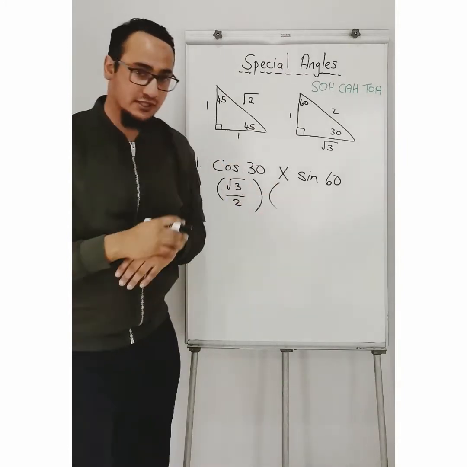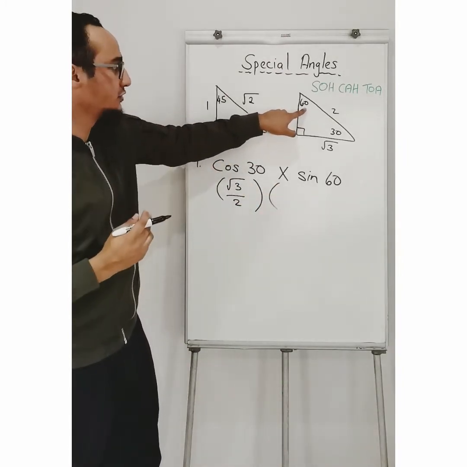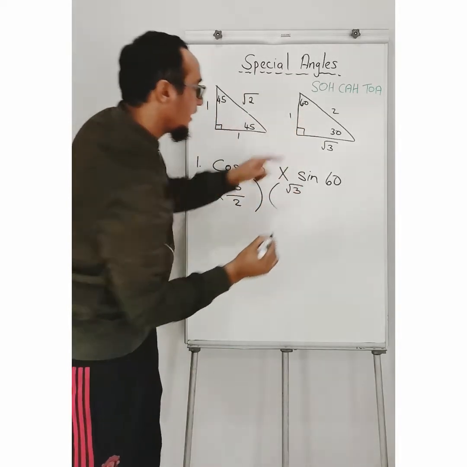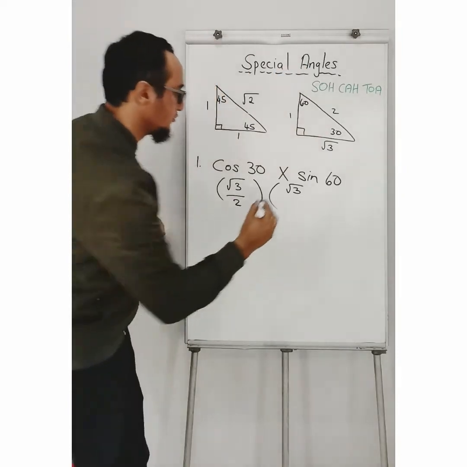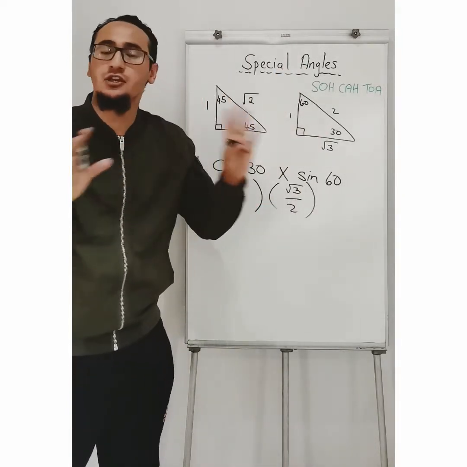Multiplied by sine of 60. Over here I see 60. What is sine? Opposite over hypotenuse. And opposite would be the square root of 3, and your hypotenuse would be equal to 2. And from here, the thinking should be done.